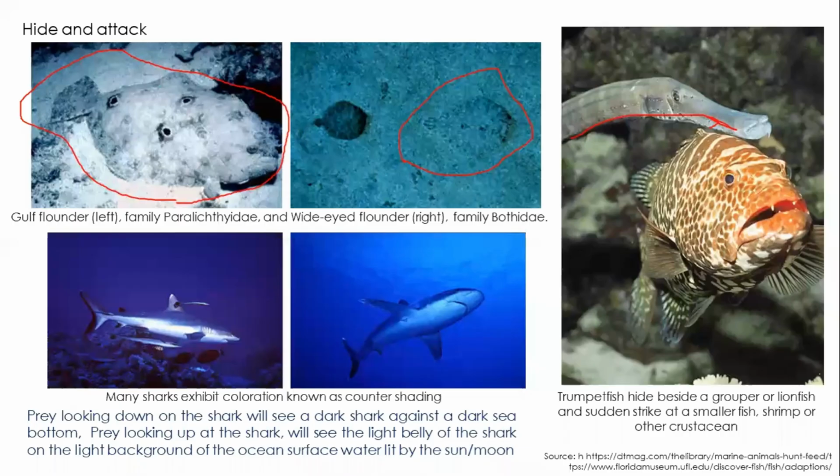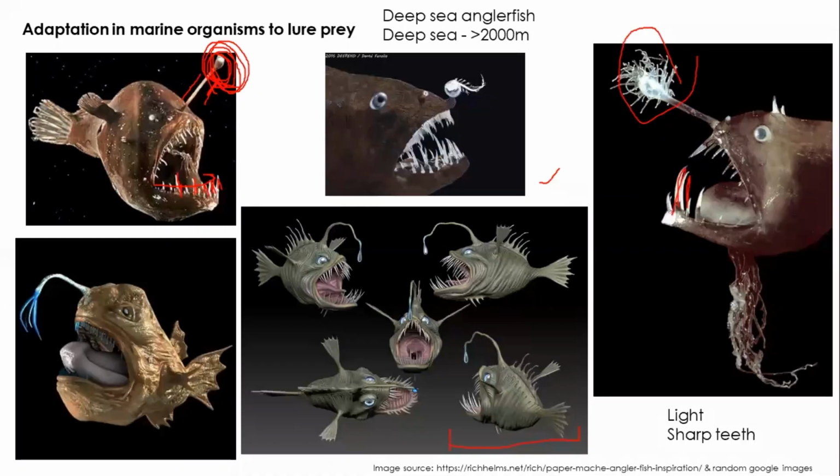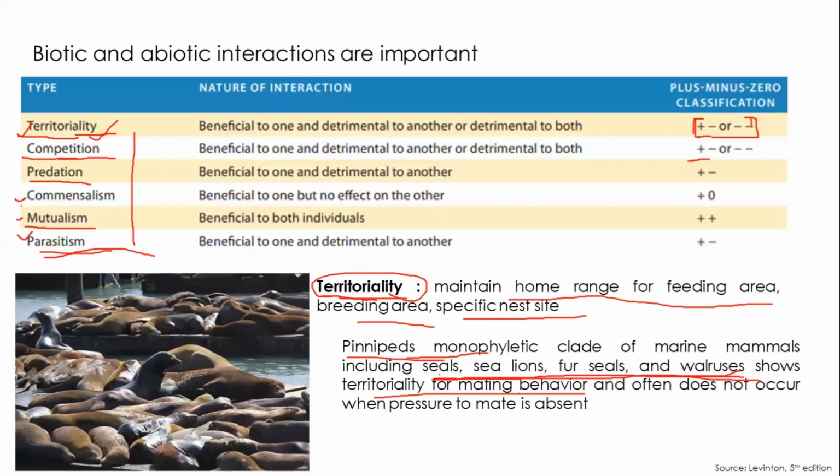Right. So let us have a quick recall of what we have studied by now. We have studied that biotic and abiotic interactions are there. First, territoriality, and in territoriality, we know that in order to protect the area, the organism shows territoriality. Examples are seals, sea lions, fur seals, or walruses. That is a group of pinnipeds, and they do it for mating behavior.